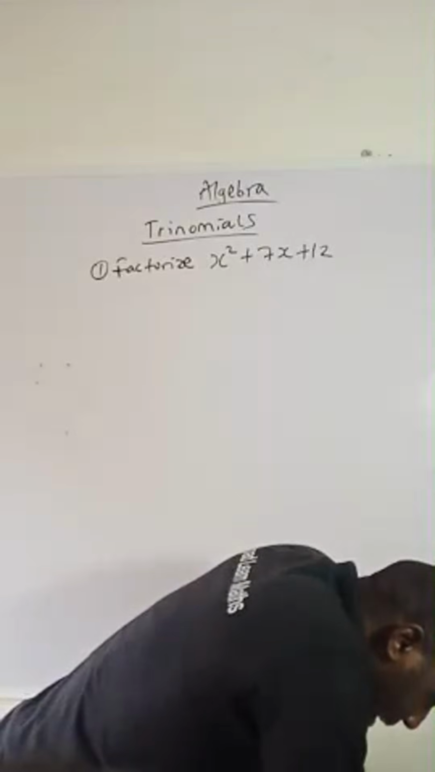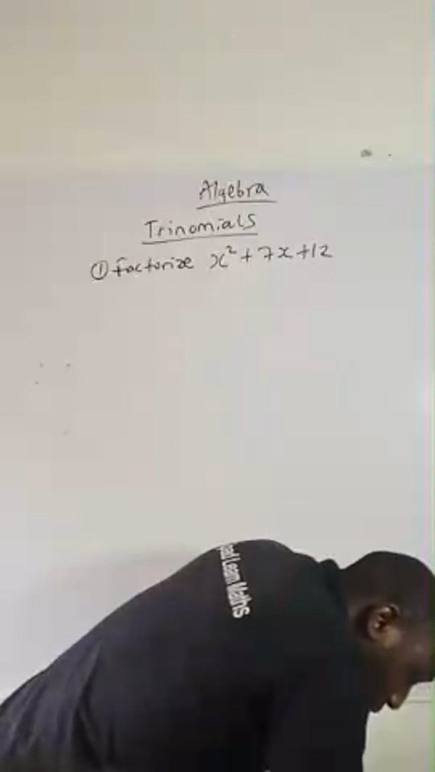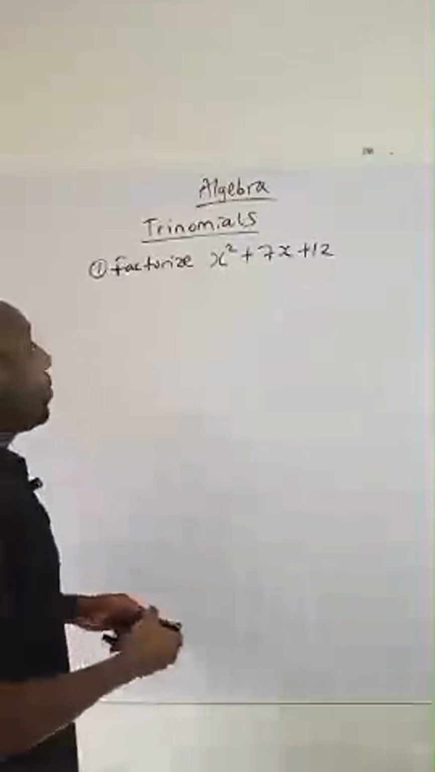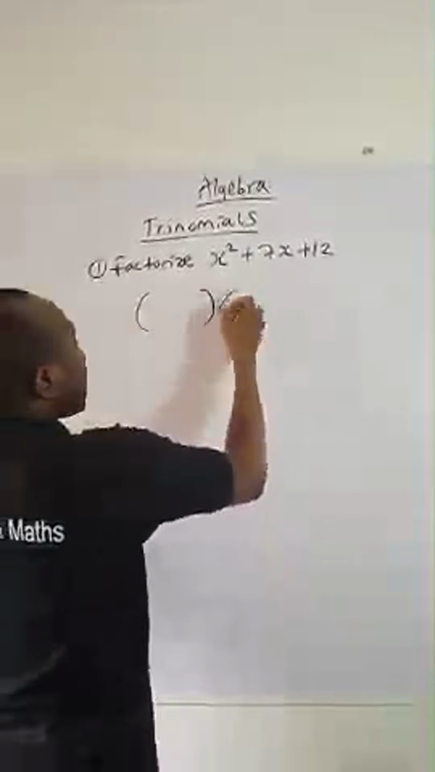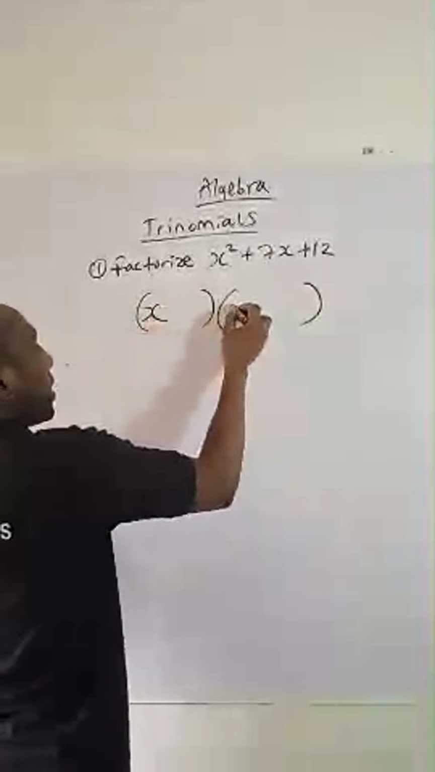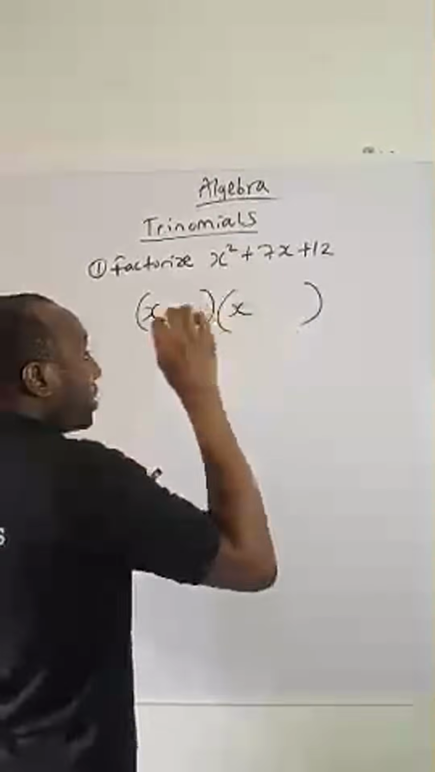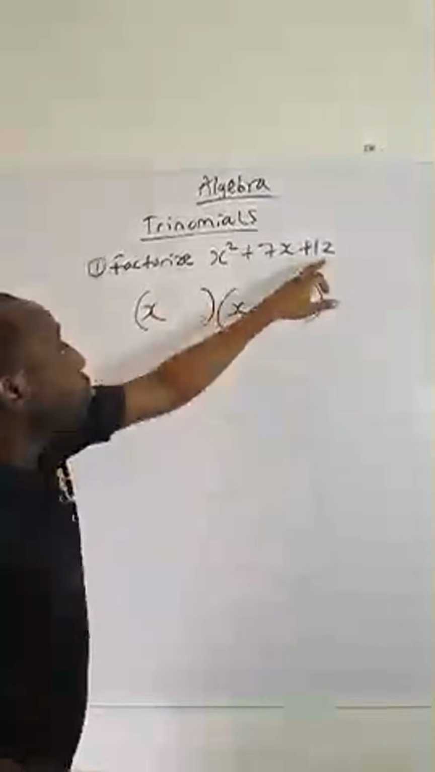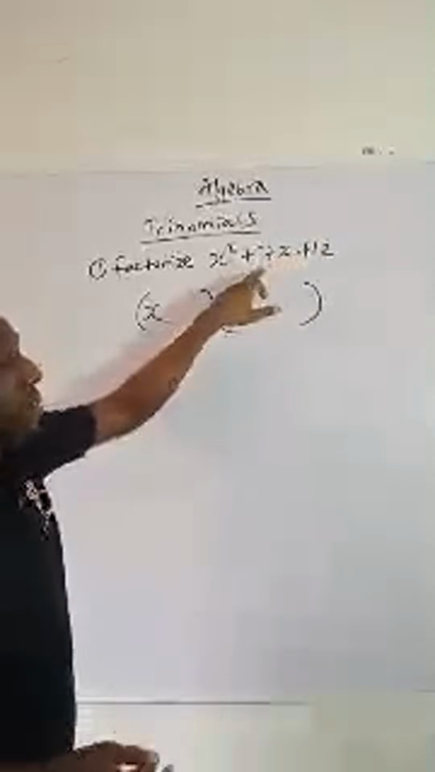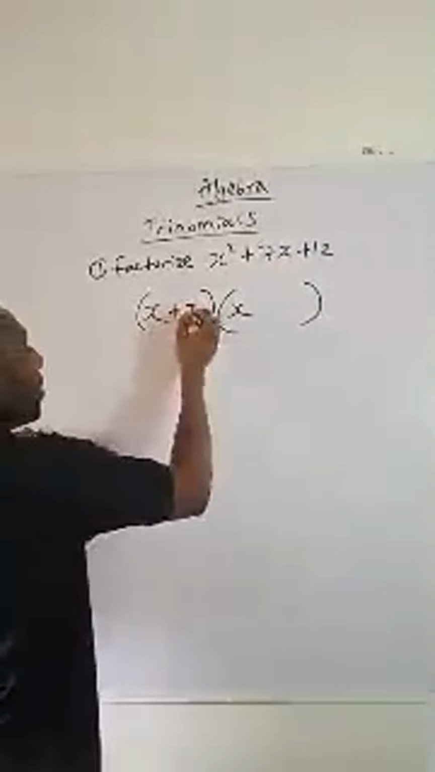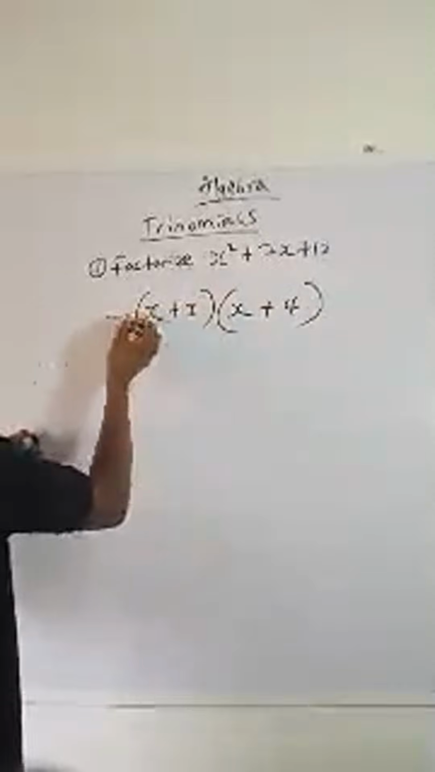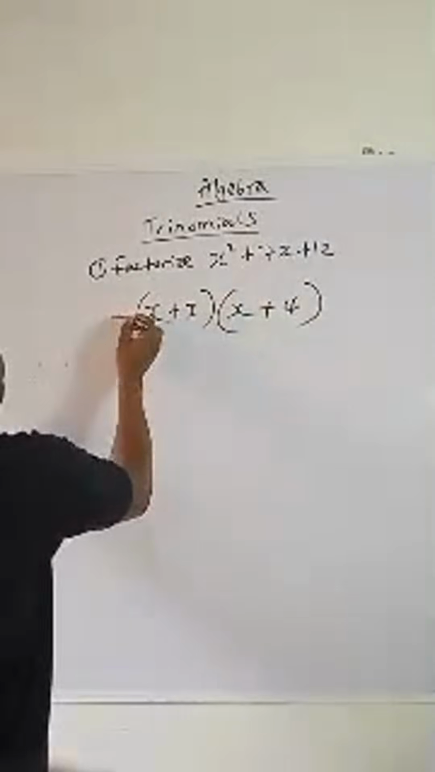X plus 3 and X plus 4, right? Okay. X plus 3 and X plus 4. Beautiful. So you open two brackets, and then you write X here, you write X here. So the two factors are going to be what? We talked about 3 and 4. 3 times 4 is 12, plus 4 is what? 7. So plus 3 here and plus 4 here. So this is going to be the answer. That's all. This is going to be the answer.